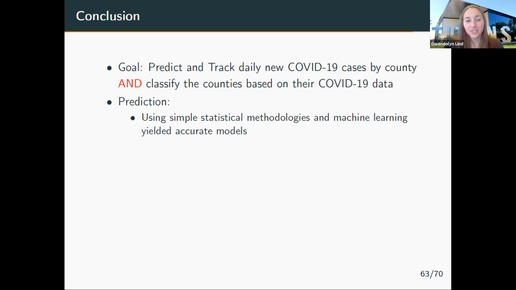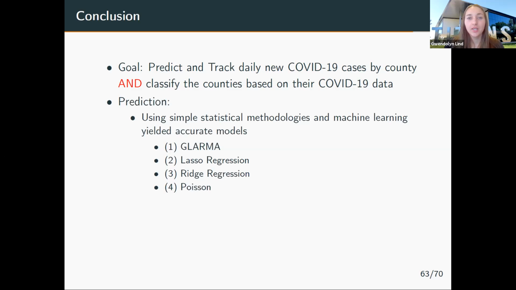So back at prediction, we found that although basic in comparison to more advanced techniques, our methods for predicting cases yielded high results. But which one performed the best? We found that the GLARMA model was able to predict new cases very precisely. So Lasso was second and Ridge Regression was third, which wasn't far behind Lasso, and Poisson was last.